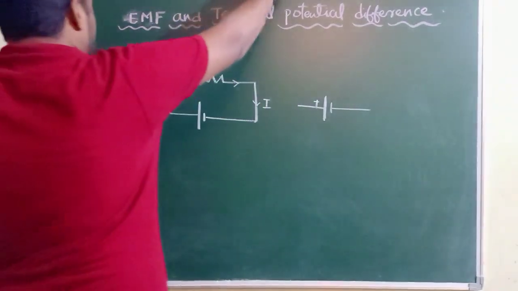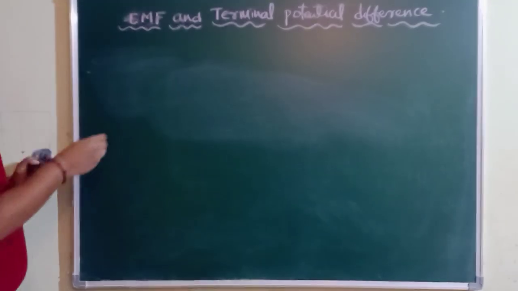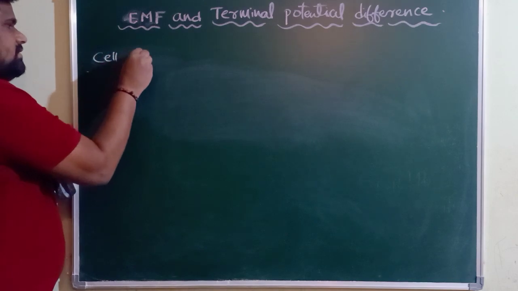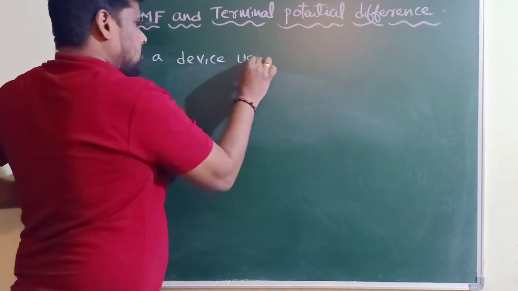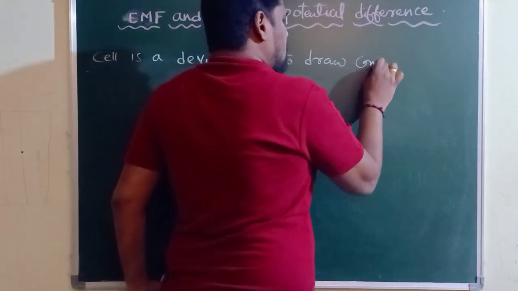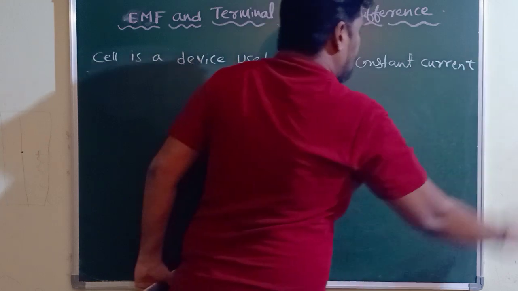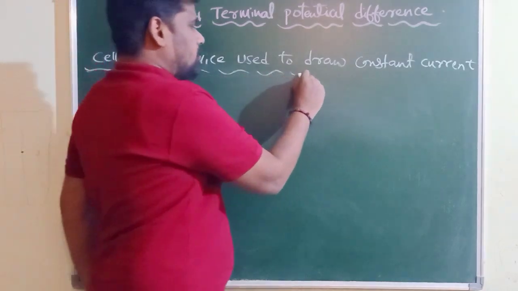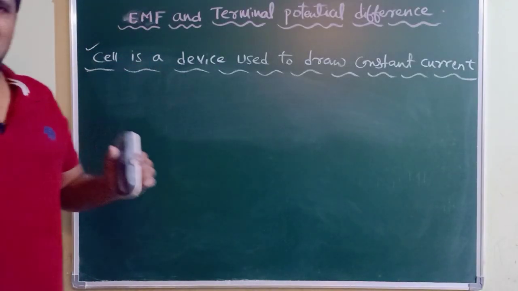Let us write the definition of the cell in the first step. How are you going to define cell? Cell is a device used to draw constant current. Wherever you are in need of the constant current, in all those situations we are making use of the device called the cell here.